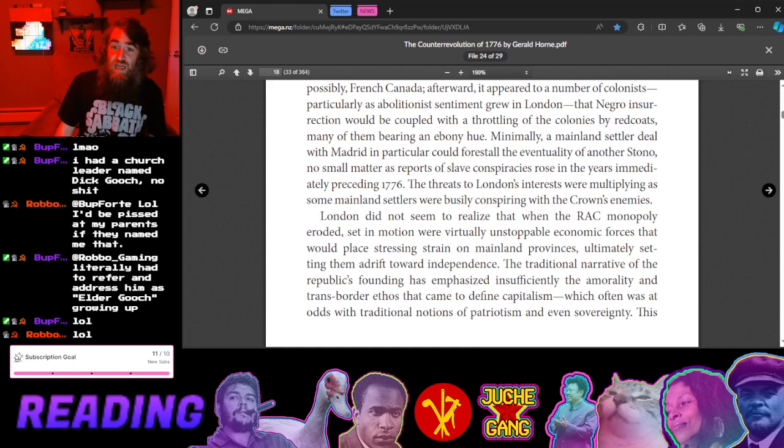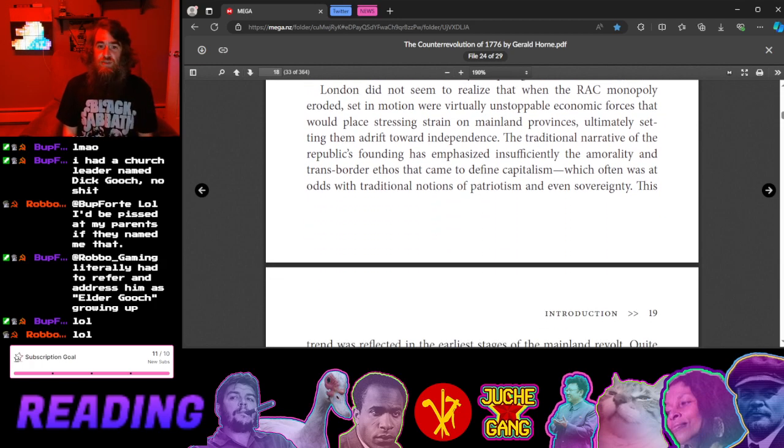Minimally, the mainland settler deal with Madrid, in particular, could forestall the eventuality of another Stono. No small matter as reports of slave conspiracies rose in the years immediately preceding 1776. The threats to London's interests were multiplying, as some mainland settlers were busily conspiring with the Crown's enemies.